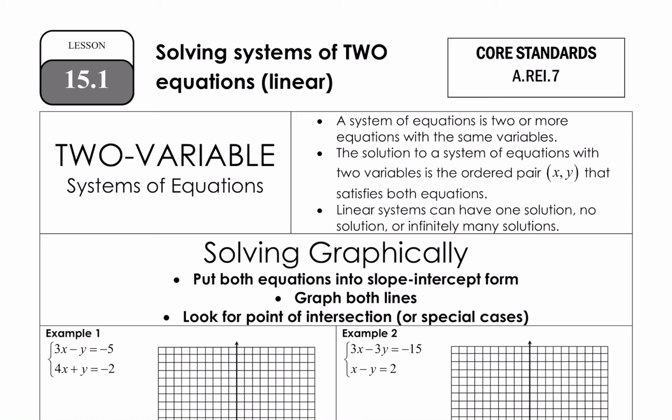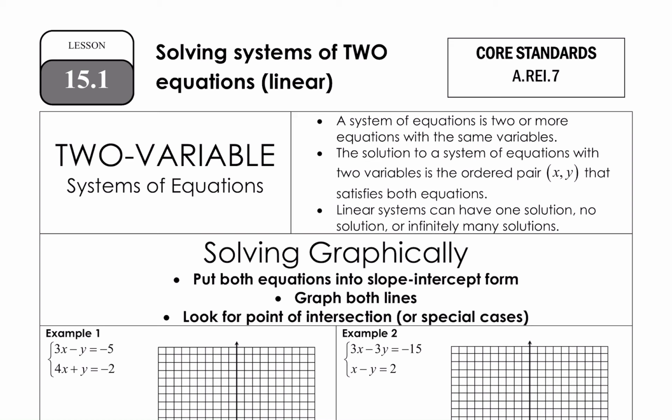Linear systems can have one solution, no solution, or infinitely many solutions. If a linear system has one solution, the answer looks like x comma y. If it has no solution or infinitely many solutions, the answer is just "no solution" or "infinitely many solutions."